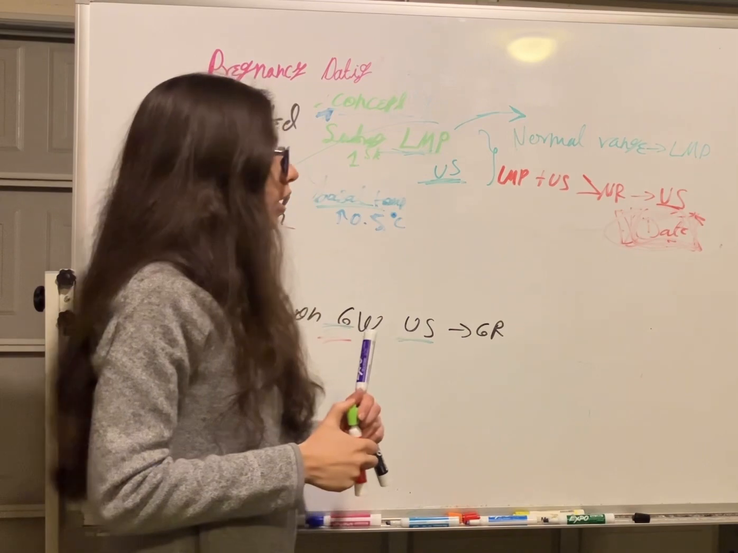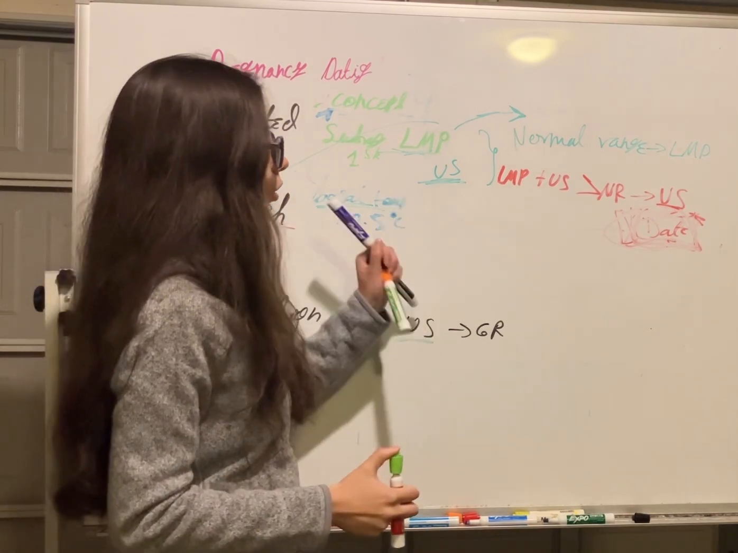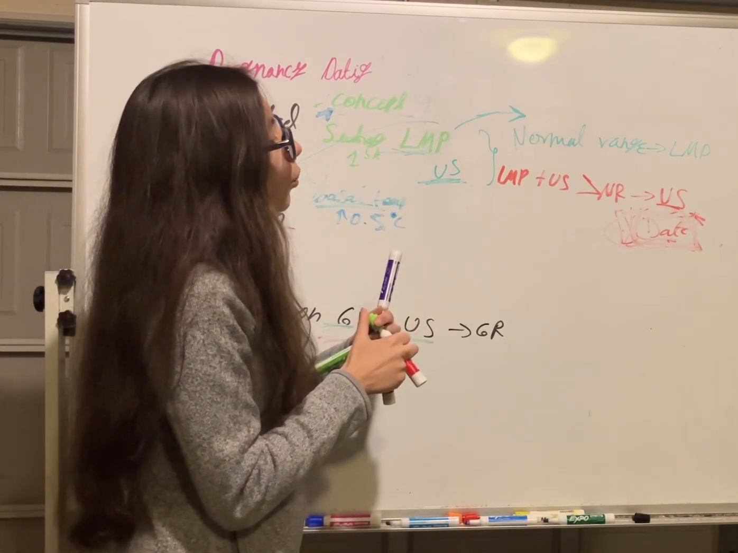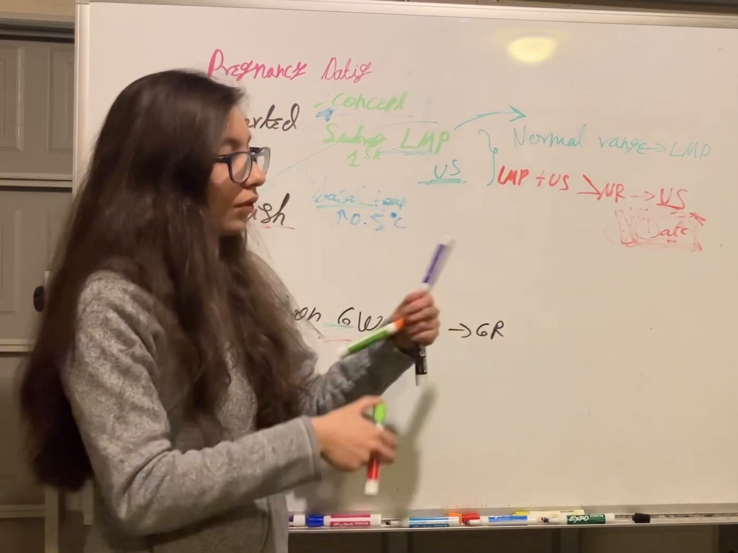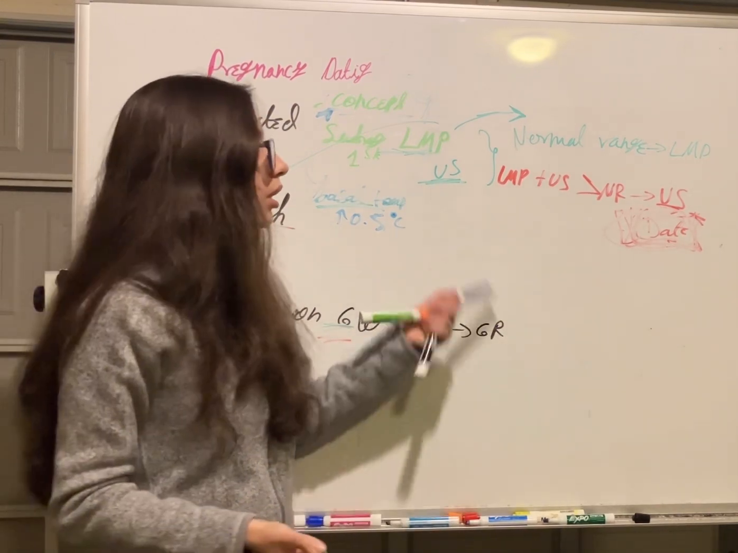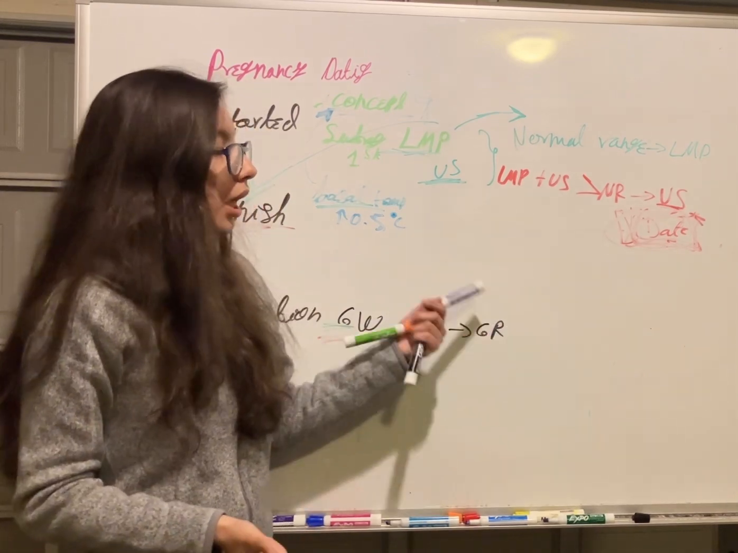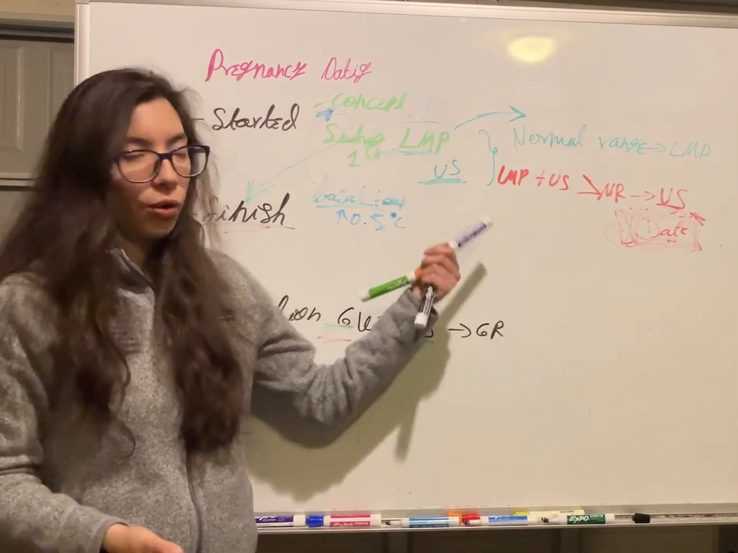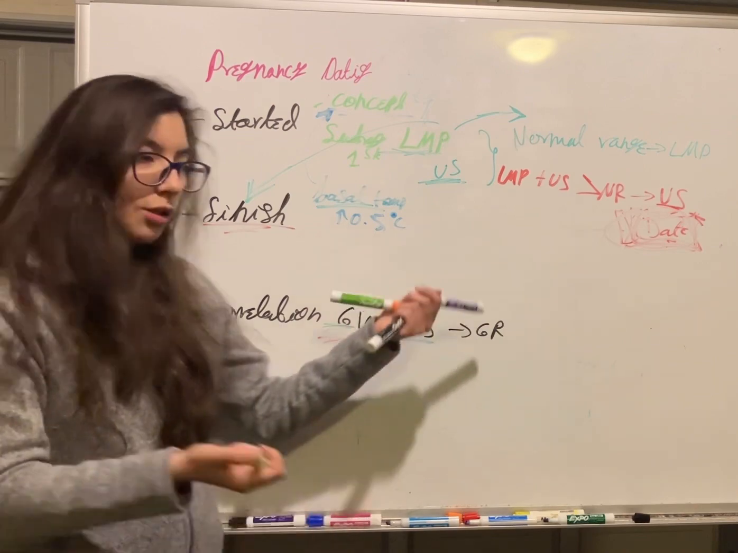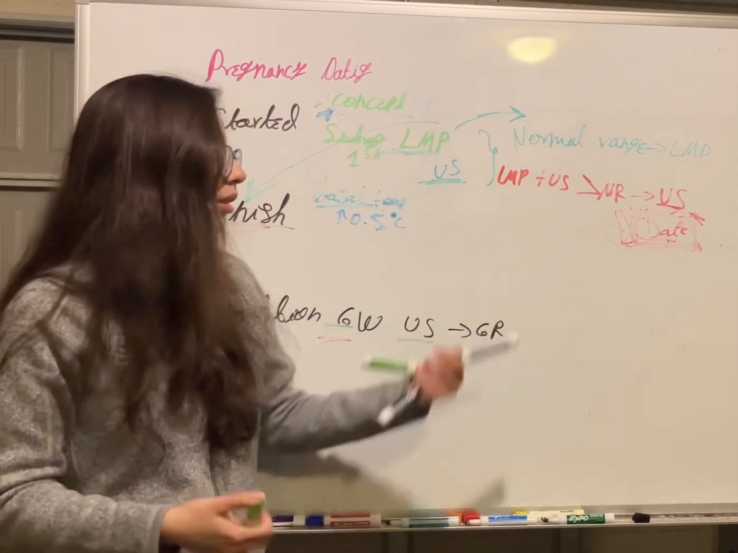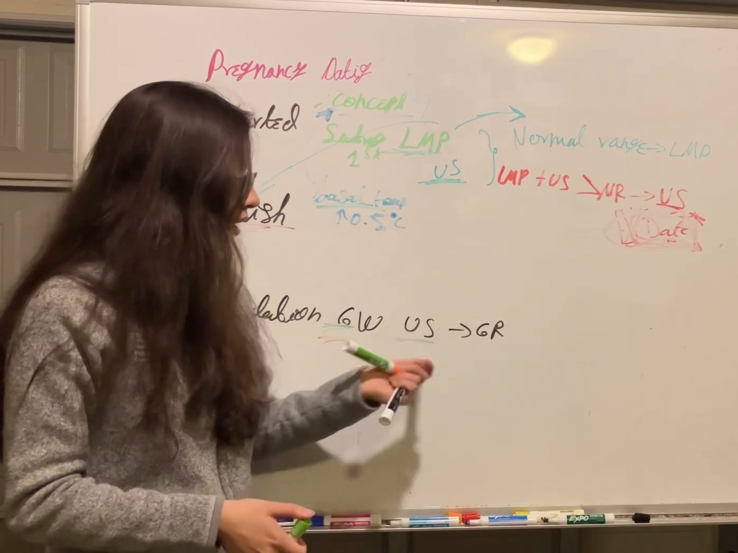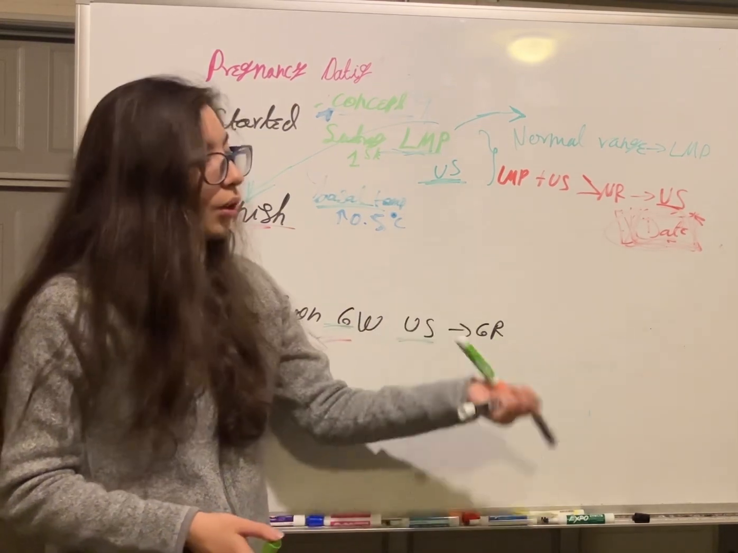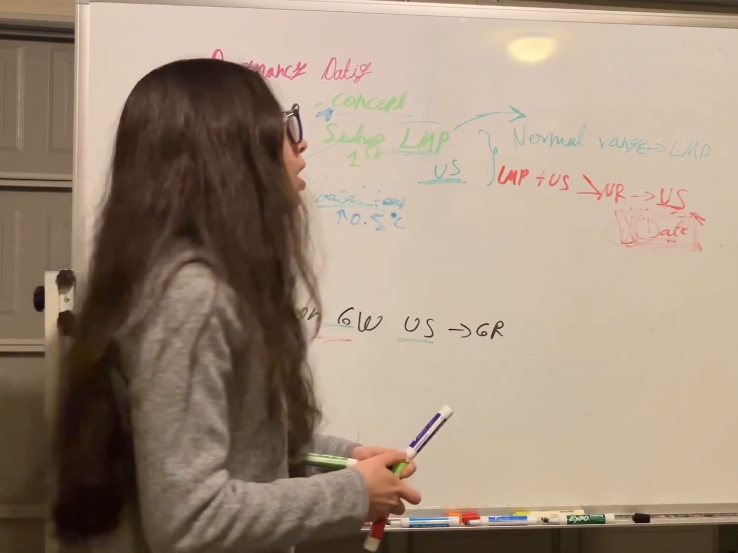So depending on the difference between the last menstrual period and the ultrasound gestational estimation, whether it is in the normal range or outside the normal range, that is going to determine which estimation of gestational age we are going to use to estimate the next gestational weeks, and to correlate with ultrasound to evaluate for growth restriction.